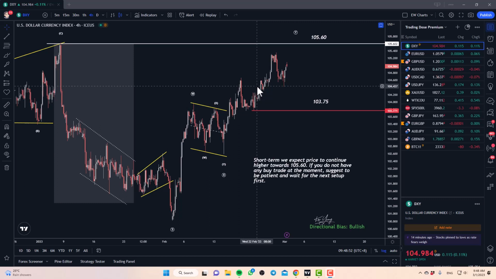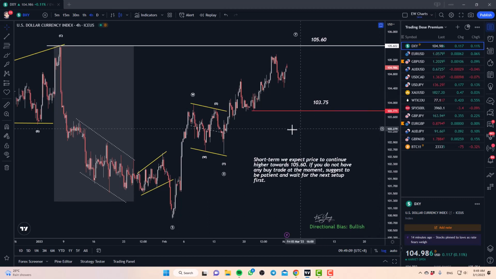So as usual, what we're going to do is go through the technical charts over here and highlight some of the key pairs to focus on for the remaining part of the week as part of the trading opportunities and setups. So let's get started with the dollar index.